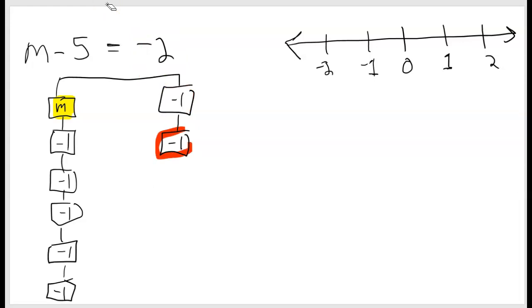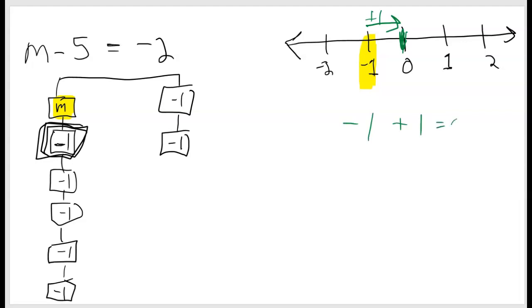So how do we do this? Well, we need to get the m by itself. Here, we need to get rid of all of these little boxes. How do we get rid of just one of these boxes? Well, it's a -1. We want it to be 0. How do you go from -1 to 0? Here's -1. How do you get to this place right here? You have to walk in this direction. So you're moving in the positive direction, you're going to add 1. So -1 and you add 1 equals 0.